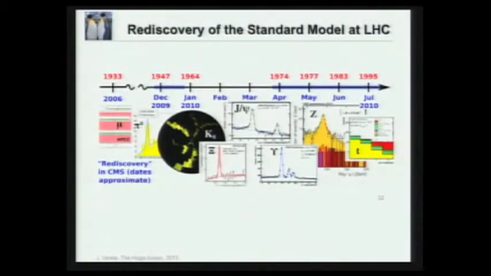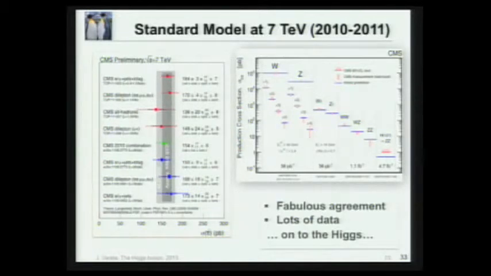Now, we started making all kinds of measurements when the beams were initiated by the end of 2009. In 2010, we measured essentially all the processes of the standard model. So we measured kaons, sigma, upsilon, B, Z, tops. In a sense, we rediscovered the standard model of particles. Here are the real dates of the discoveries of these particles. We made many measurements. For example, these are measurements of the probability of producing top quarks, a top and anti-top, a particle-antiparticle pair of this heaviest quark.